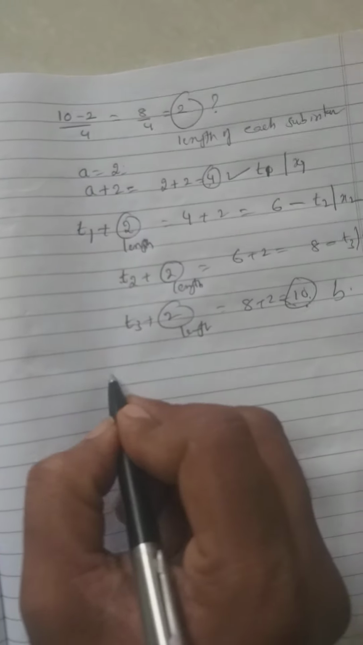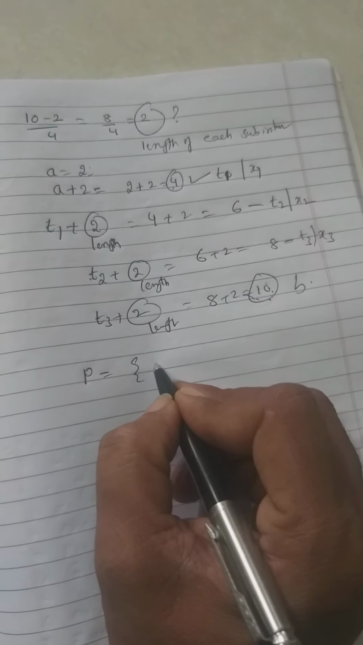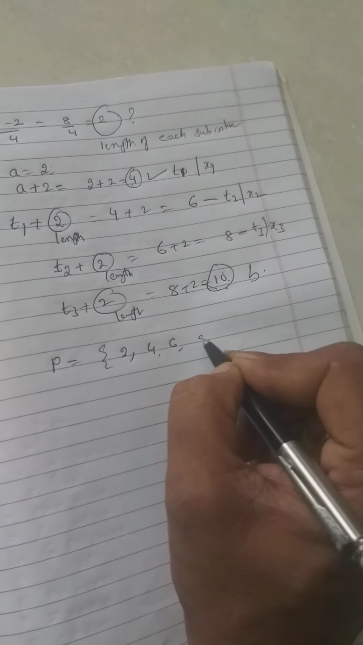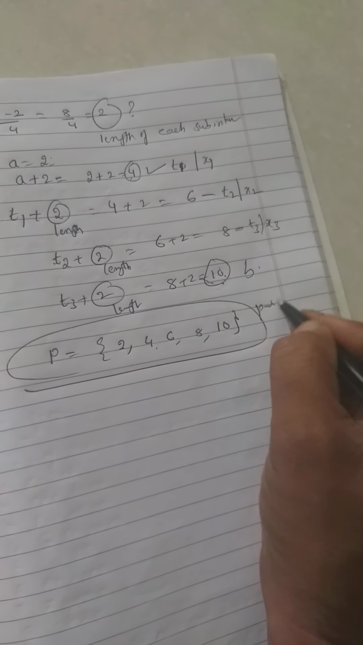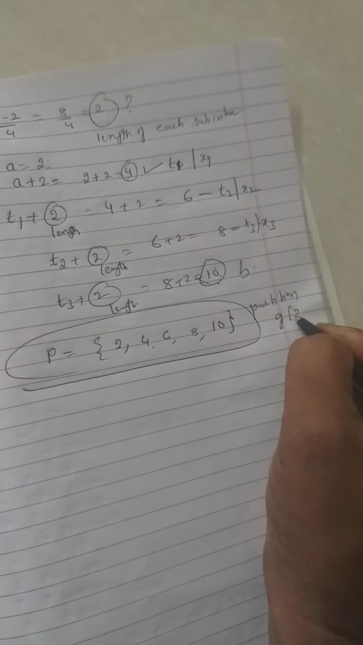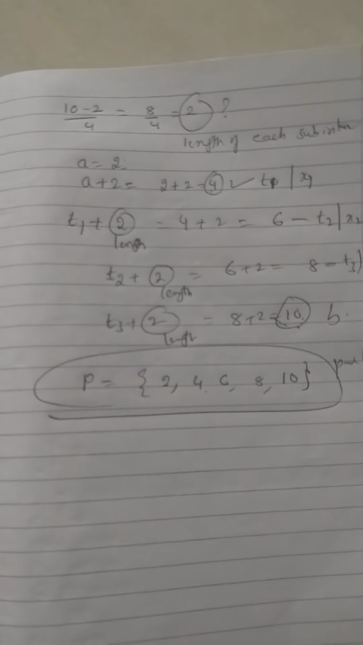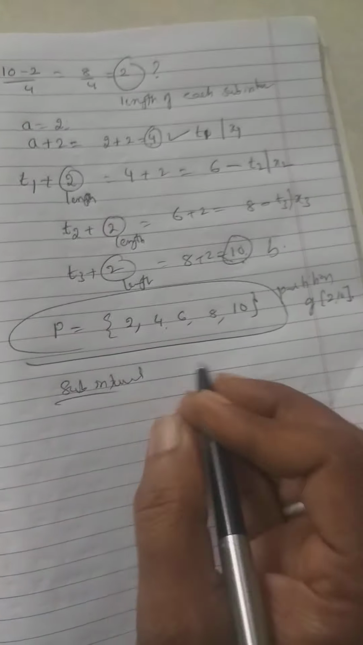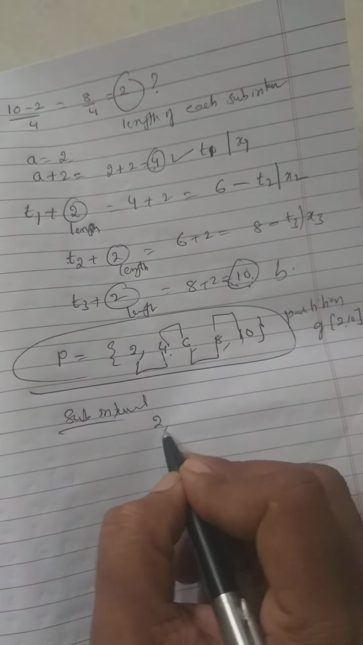Now that means the partition P is equal to, the a value is 2, the next value is 4, next is 6, next is 8, next is 10. This is called the partition of the closed interval [2, 10]. Now next I want the subintervals. Subintervals are obtained by combining these two, then these two, then these two, then these two. Those are called subintervals.